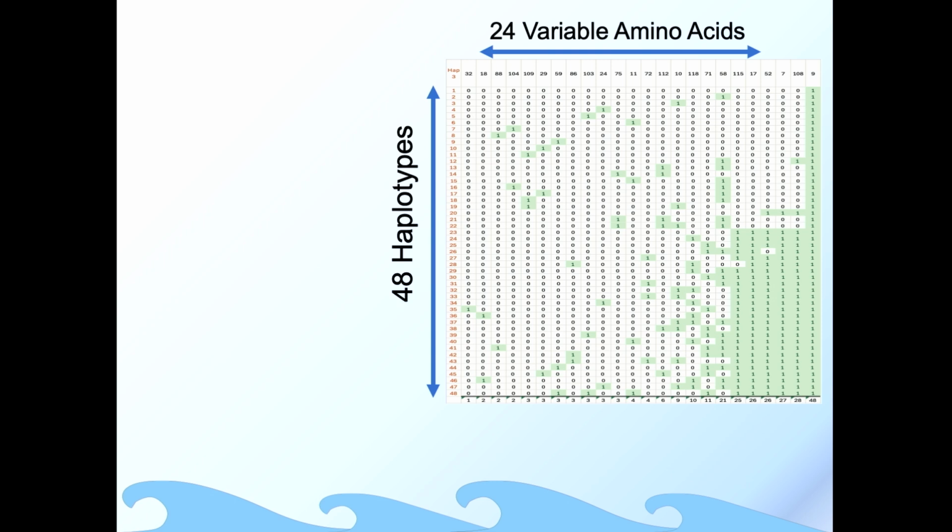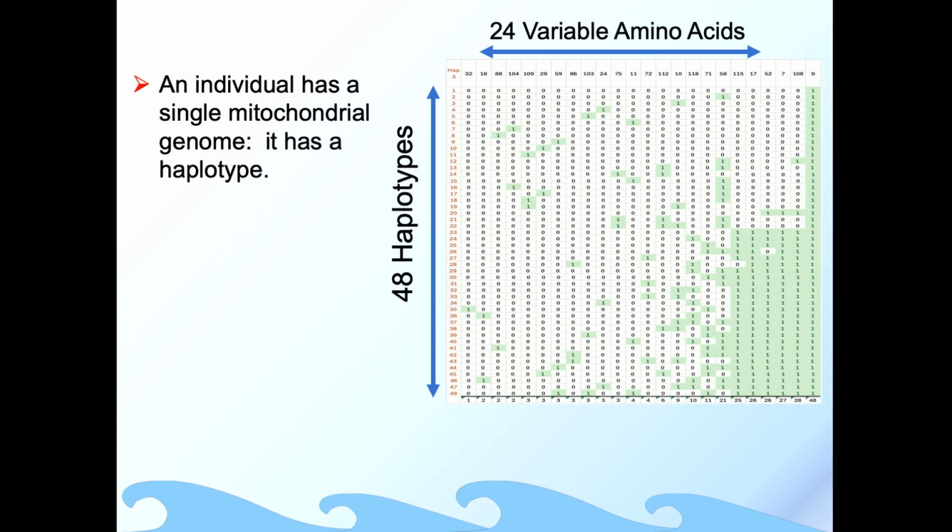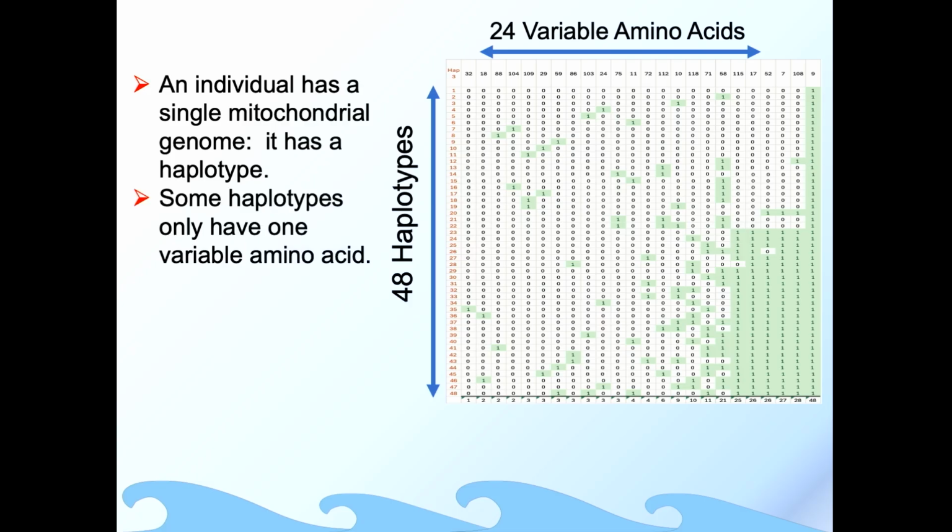What you can see is, an individual has a single mitochondrial genome, right? It's not diploid. It doesn't have mom and dad, it just has mom's. And what you can see is that some haplotypes only have a single amino acid substitution, the second row. Some of them have 10 amino acid substitutions. Each of those amino acid substitutions defines the haplotype. In other words, which amino acids you have defines your mitochondrial genome.